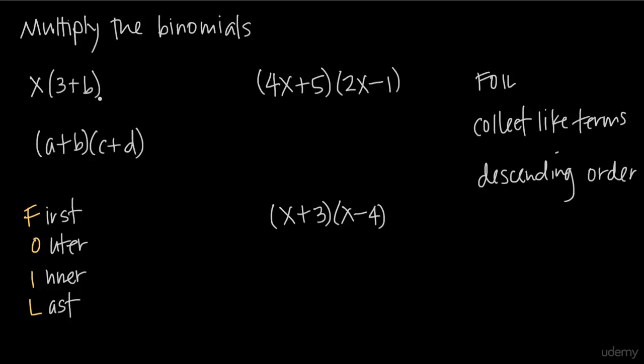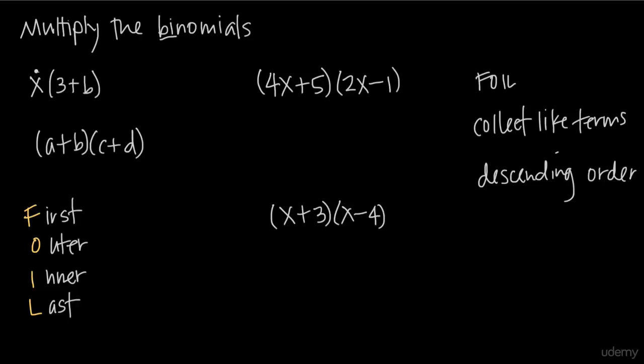3 plus b is a binomial because it has two terms. That's where the bi comes from. Remember, bi means two. So 3 plus b is a binomial term. X is not a binomial, so when we multiply x across the 3 plus b, we're not multiplying two binomials together as we're going to do in these other examples, but we're using the distributive property, which tells us that we have to distribute this x across both terms in the binomial.